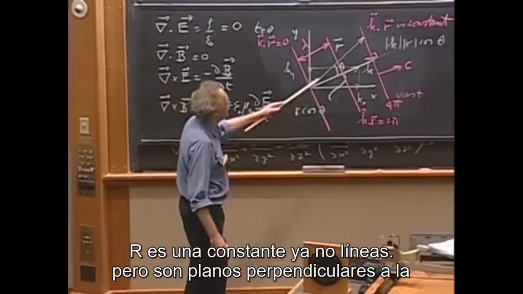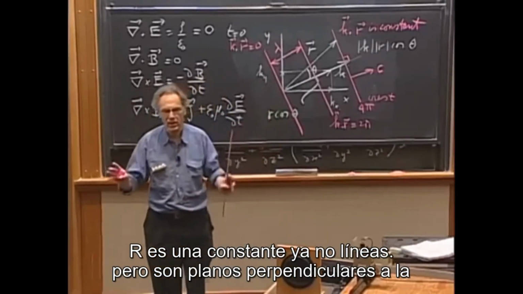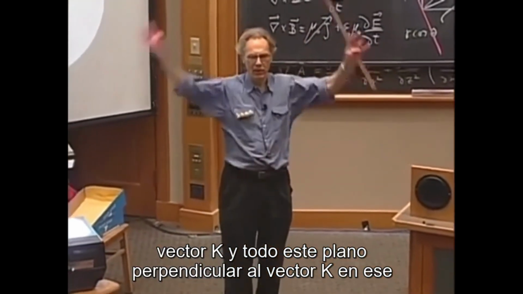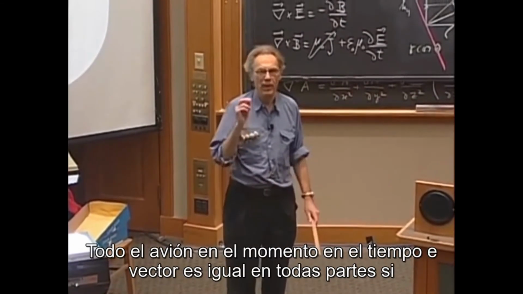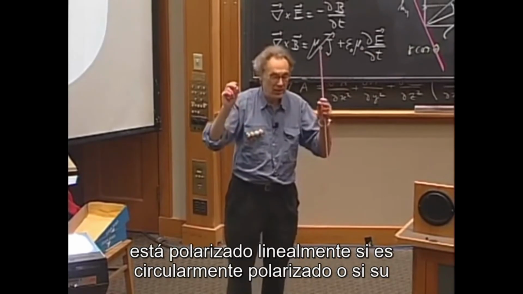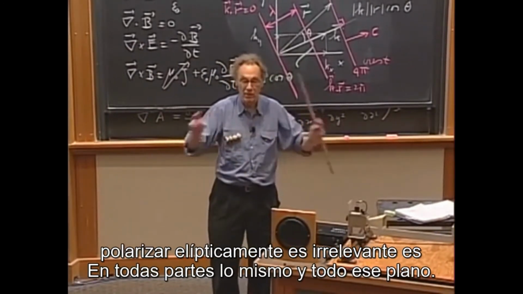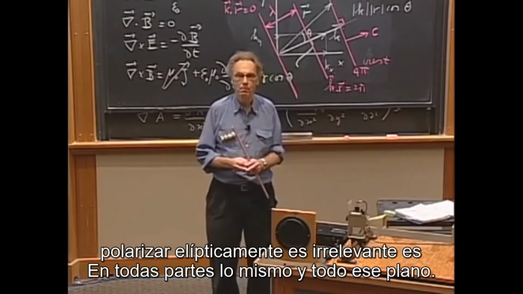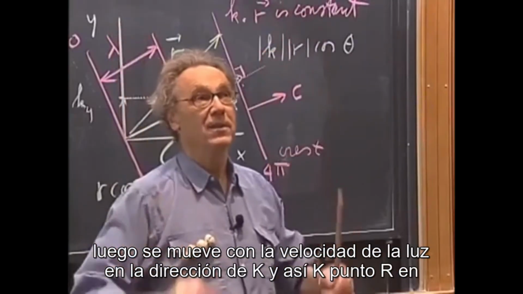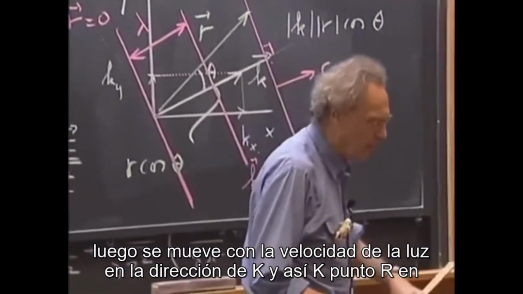If now you go to the third dimension, then the places where k dot r is a constant are now no longer lines, but they are planes perpendicular to the vector k. And in that whole plane perpendicular to the vector k, at the moment in time, the E vector is everywhere the same, whether it is linearly polarized, circularly polarized, or elliptically polarized, is irrelevant. It's everywhere the same. And that whole plane then moves out with the speed of light in the direction of k.